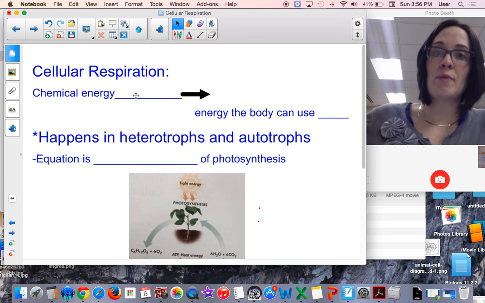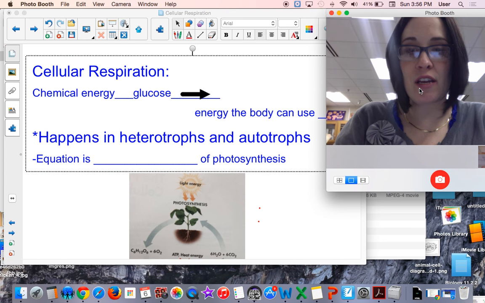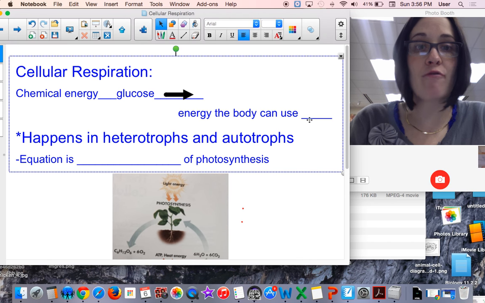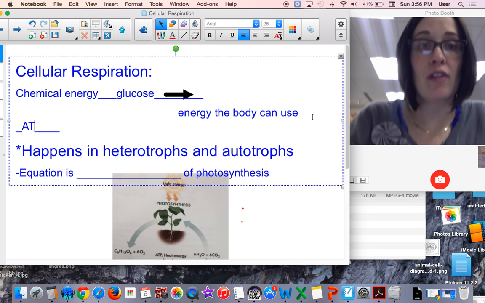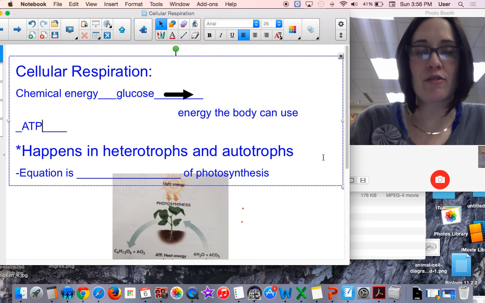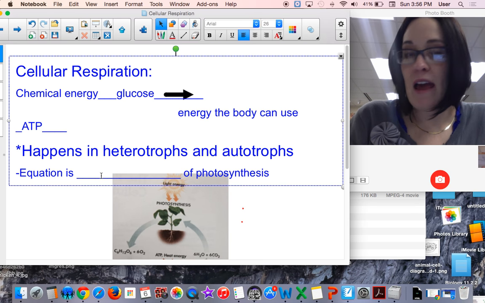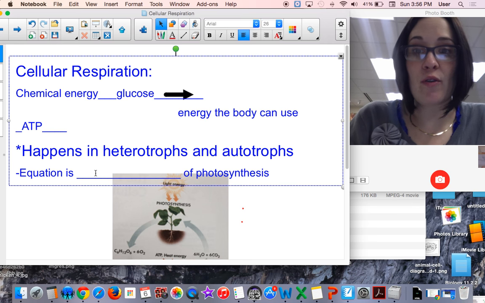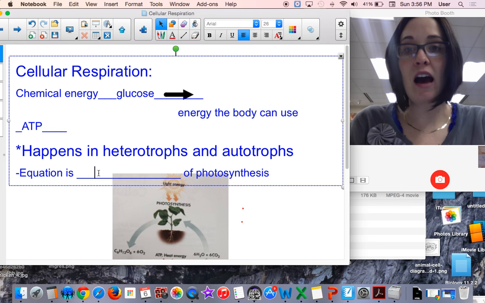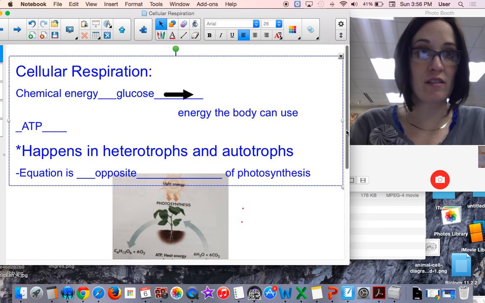Here's the cellular respiration equation. That chemical energy, of course, we know it's in the form of glucose. We're taking that in, and it converts it into a form that the body can use called ATP. And this happens in heterotrophs and autotrophs, so animals essentially and plants. And the equation that you'll have to know is exactly the opposite of the photosynthesis equation, except for a few minor details.